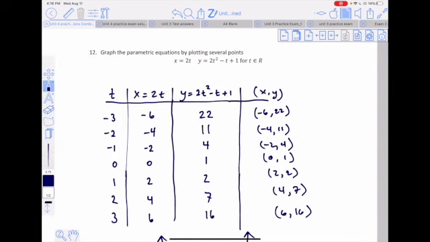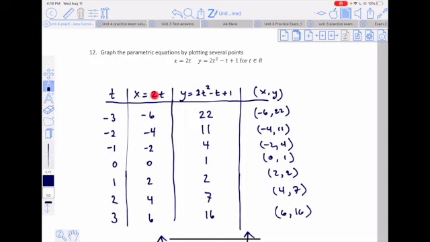Question 12, this is from 6.7, parametric equations. We have parametric equations given here for t being any real number. So what I set up is a table. So t being the parameter means I can choose any value for t that's in this interval. Well, since t can be any real number, I just chose, at random from -3 to +3. So I can choose my values for t.